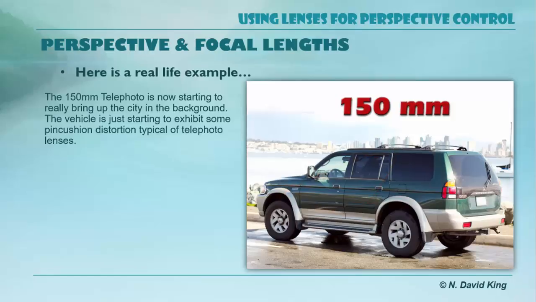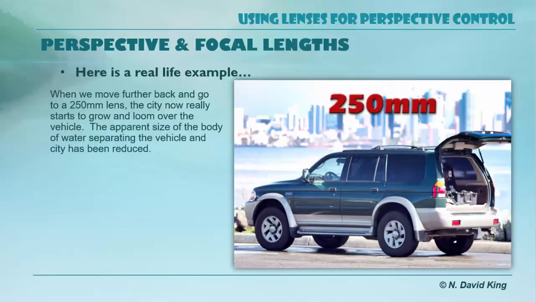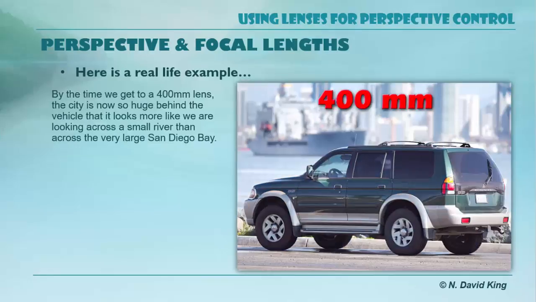So let's jump another leap. Here's a 250 millimeter lens. Now things really are starting to take over. You can see that the city is now just looming over the car. And the body of water that's separating, which is actually across the big bay in San Diego, is getting smaller and smaller. And if we bump this all the way to 400 millimeters, now the city is huge, and the water could be a small river flowing through San Diego instead of that big bay. It's made a huge difference.